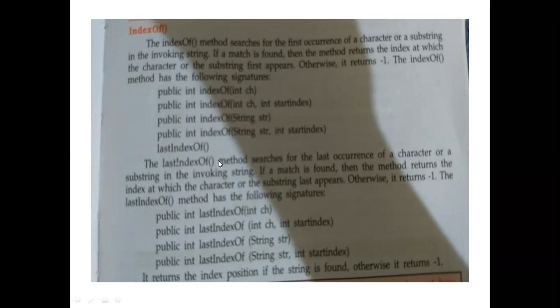lastIndexOf. The lastIndexOf method searches for the last occurrence of a character or a substring in the invoking string. If a match is found, then the method returns the index at which the character or the substring last appears. Otherwise, it returns -1. The lastIndexOf method has the following signatures: public int lastIndexOf(int ch), public int lastIndexOf(int ch, int startIndex), public int lastIndexOf(String str), public int lastIndexOf(String str, int startIndex).